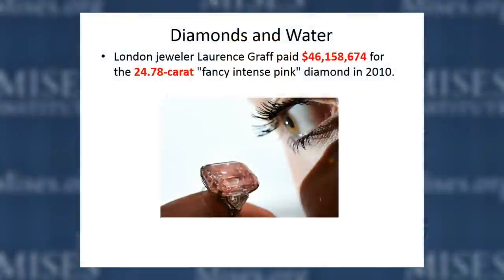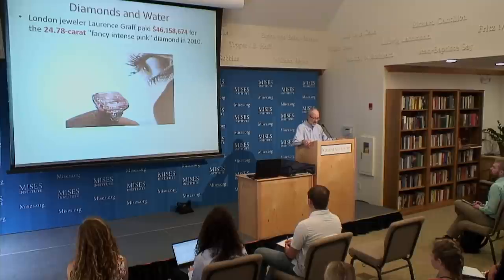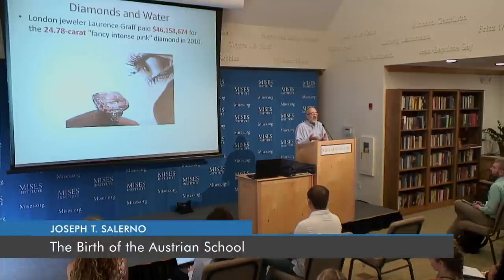Okay, so this is just an example here. This is a diamond that went for $46 million. Now, at the time it was sold, about 10 years ago, it was the most expensive gem to be sold at auction. And since then, there's one that sold for $70 million or something like that. Okay. Yet in terms of use value, from the classical school's perspective, it's not as useful as water. So this really sticks out.